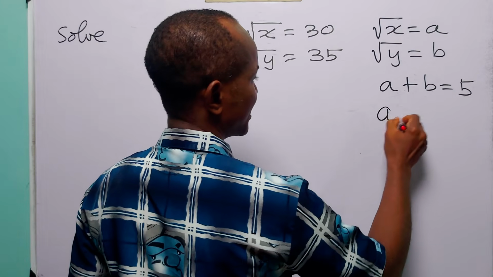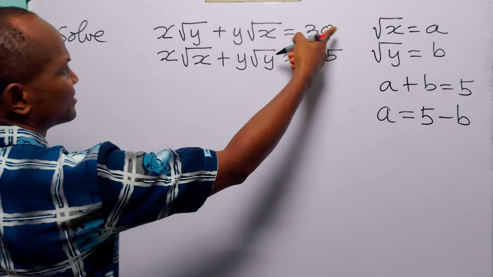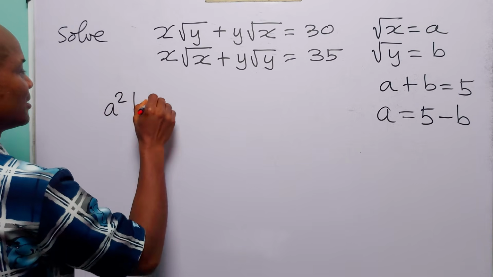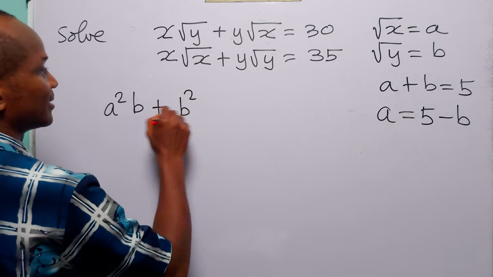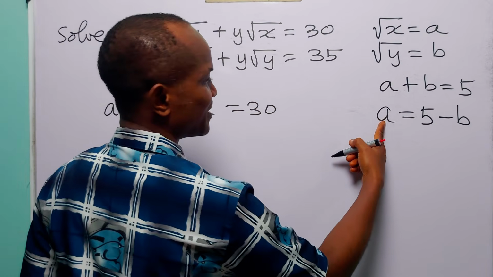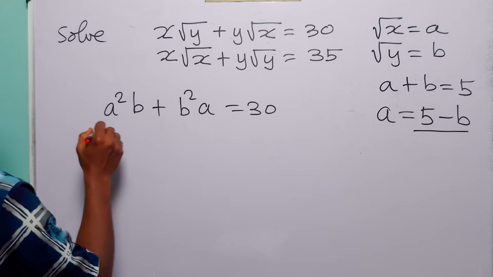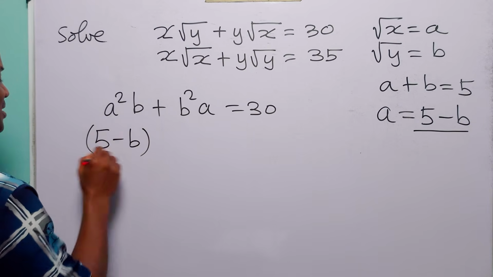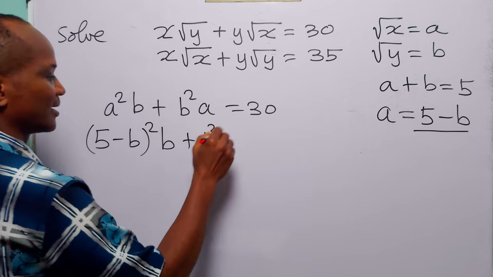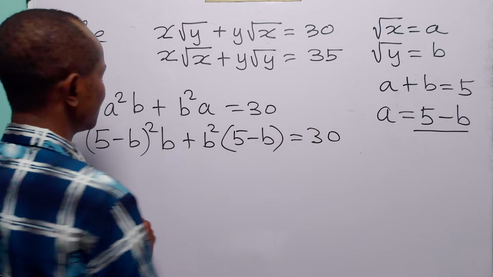Now, from here, we have that a is equal to 5 minus b. Let us go back to this first equation. Here we have a squared times b plus b squared times a is equal to 30. Now, we are going to replace a in this equation with 5 minus b. So here we have (5 minus b) squared times b plus b squared times (5 minus b), and of course this is equal to 30.